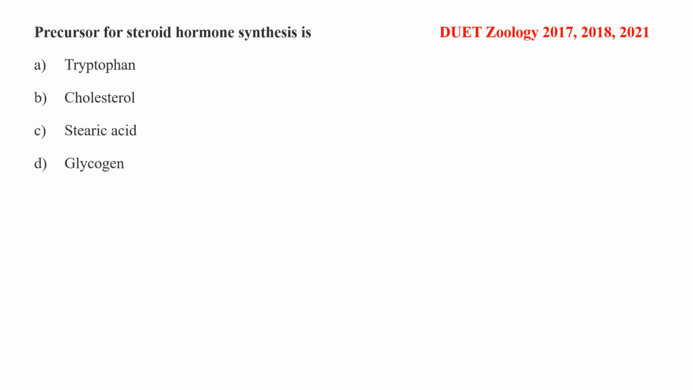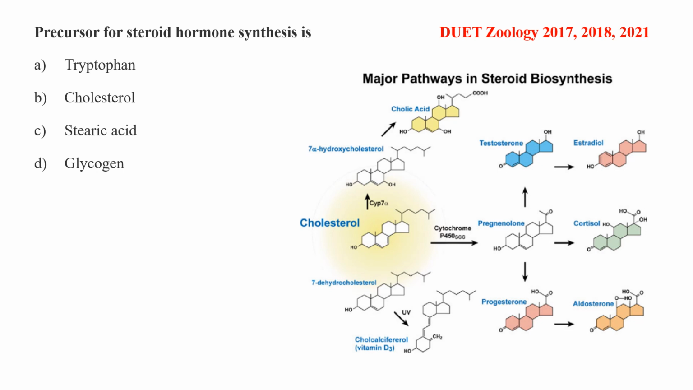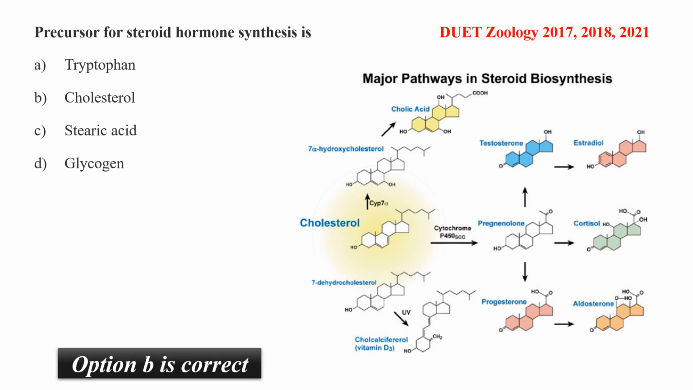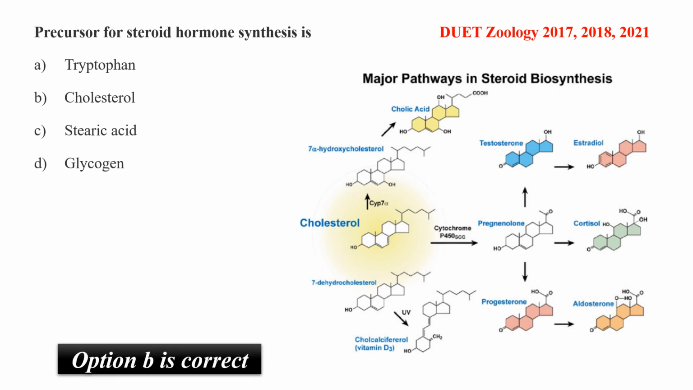The precursor for steroid hormone synthesis is tryptophan, cholesterol, stearic acid, or glycogen? Cholesterol is the precursor for all steroidal hormones like glucocorticoid, mineralocorticoid, or sex hormones, which are synthesized in different tissues. So hence option B would be the correct answer.